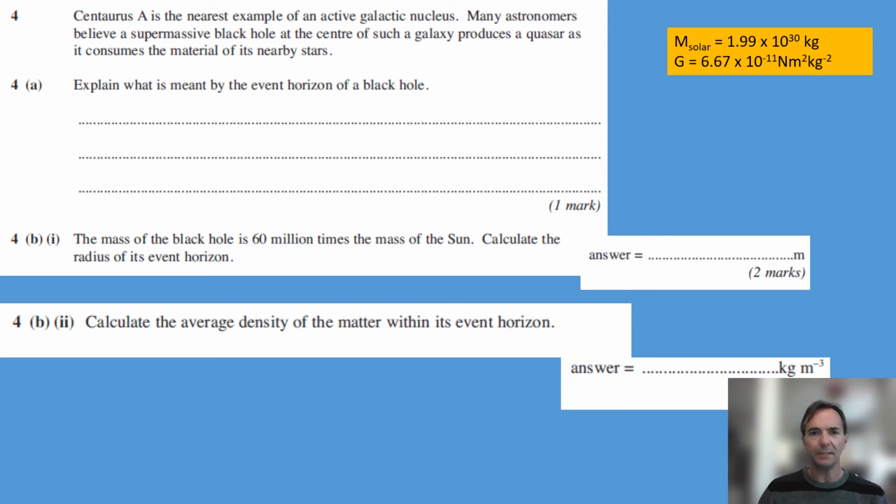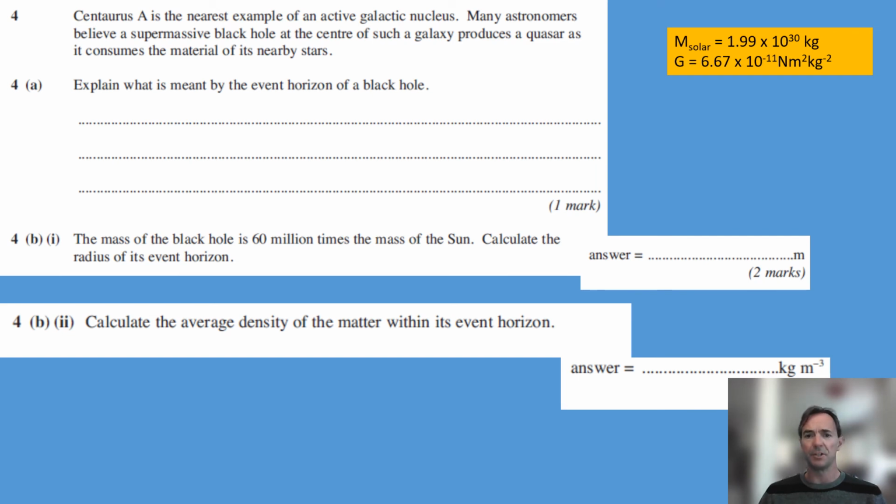Here we are. Centaurus A is an example of an active galactic nucleus. That's another byword for this black hole at the center, a supermassive black hole. So active galactic nucleus basically means there's a black hole and there's stuff falling in over a very small area. Many astronomers believe there's a supermassive black hole at the center of such galaxies, producing a quasi-stellar object, a very large distance away that looks like a star, that's why it's called quasi-stellar, as it consumes the material of its nearby stars, just like it says before, all coming in.